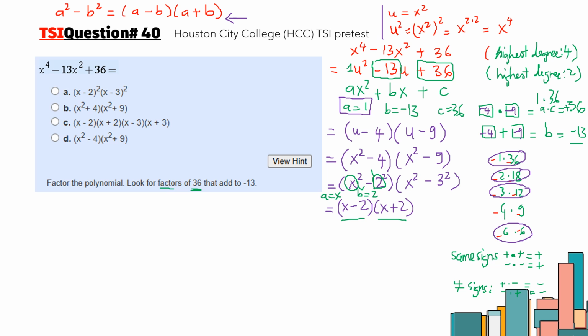Alright, so my next one will be another case. I have another A and B, so it will be x minus 3 times x plus 3. And this one is C. C is the correct answer. So we go straightforward from step 1 to the final.